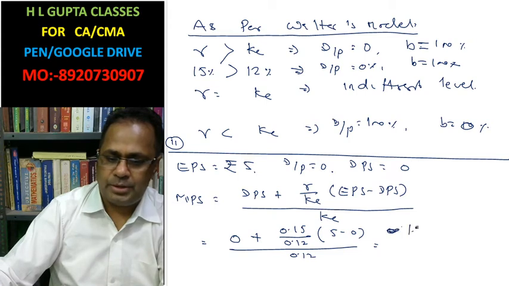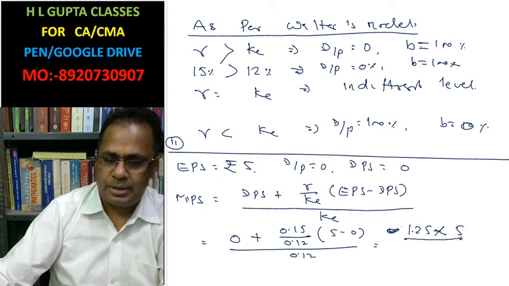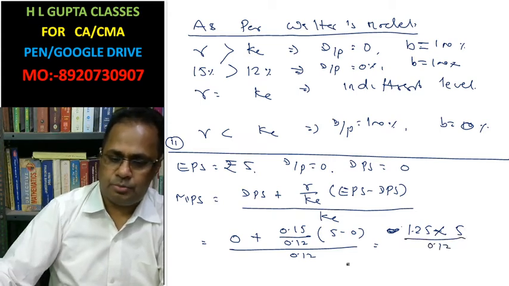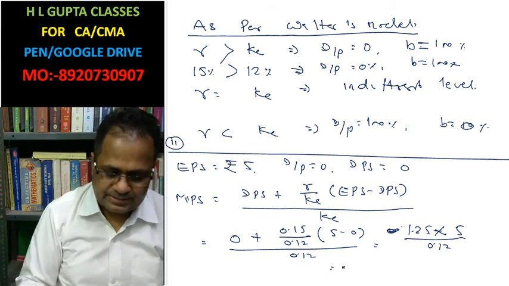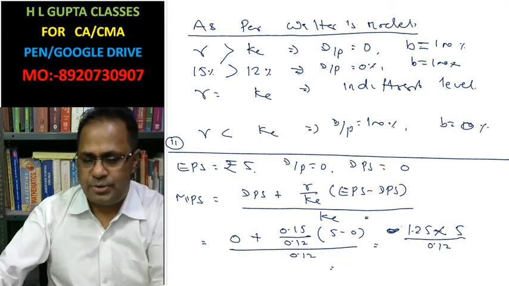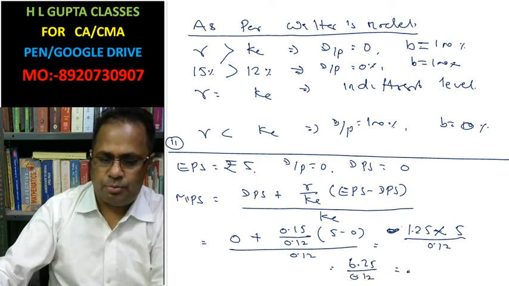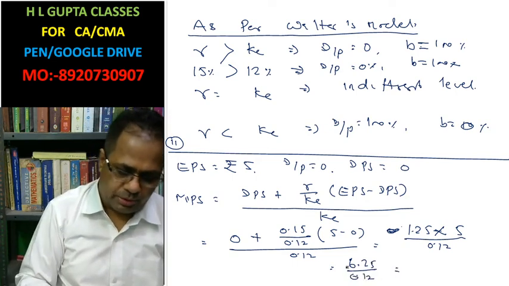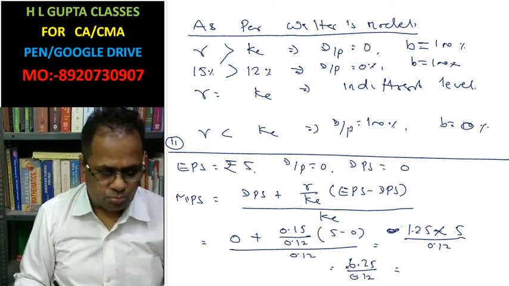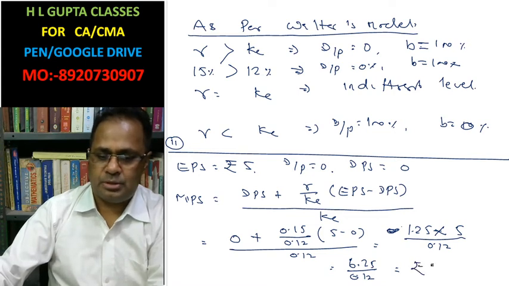This is 0 plus 1.25 into 5, whole divided by 0.12. So in this case, market price per share: 1.25 into 5 is 6.25, divided by 0.12, which is rupees 52.083. This is your answer.